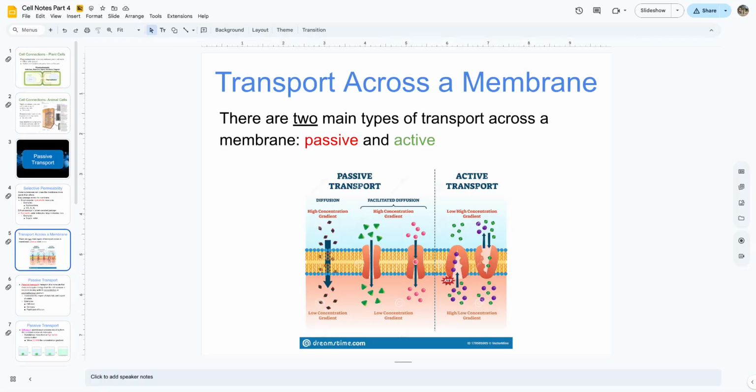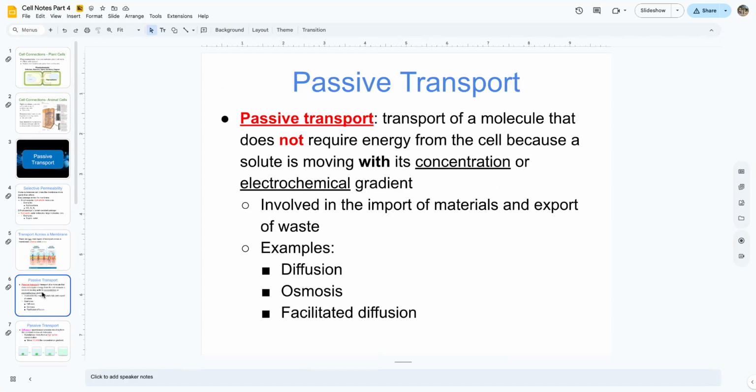Okay. So in terms of transport, there's two main types, passive and active. Again, today's notes are just going to be talking about the passive types. So passive transport is the movement of molecules from high to low concentration, or moving down the concentration gradient or down the electrochemical gradient. And this does not require energy. They do it on their own. That will be in terms of bringing materials into the cell and out of the cell. And examples of passive transport are going to be your diffusion, your osmosis, and your facilitated diffusion.